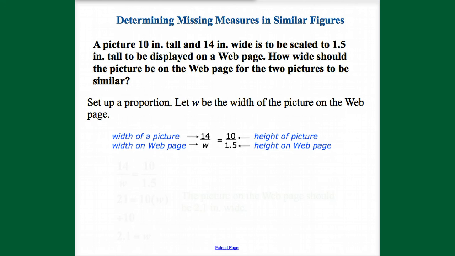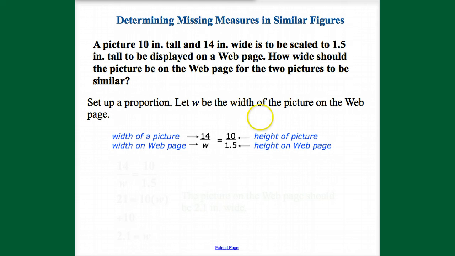So we're going to try and do some real world problem solving. And here is a way to set it up for yourself. A picture is 10 inches tall, 14 inches wide. And we want to scale it to 1.5 inches tall for a web page. And that is something that people do all the time when they're scaling photos.